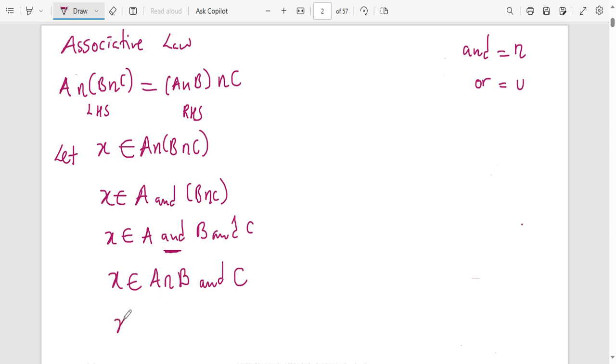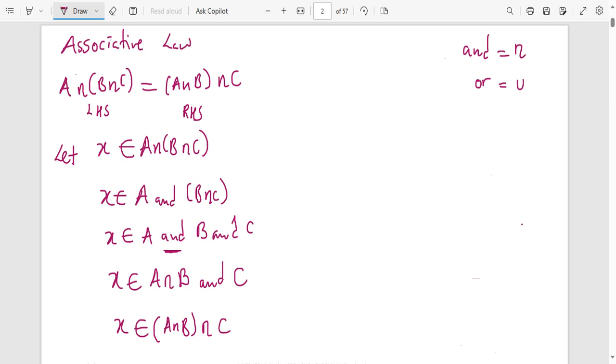This also means that X is a member of, I'll put now the A intersection B in brackets. Now where there is this word and, I'll put again intersection C. So you've seen what we've shown.